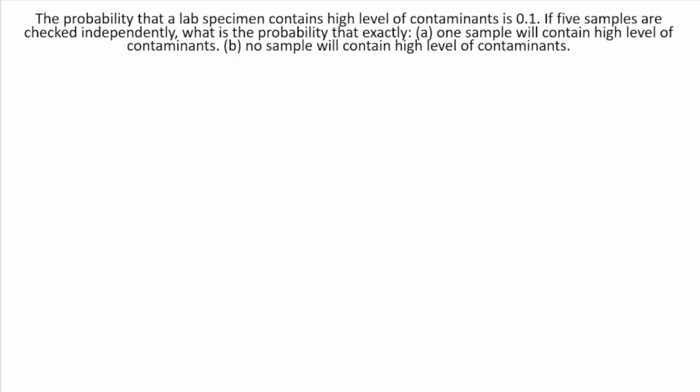Now look at this question. The probability that a lab specimen contain high level of contaminant is 0.1. So the P there is what? 0.1. You are meant to look for your Q yourself, which is 1 minus P, okay, which is 1 minus 0.1. This will give us 0.9.